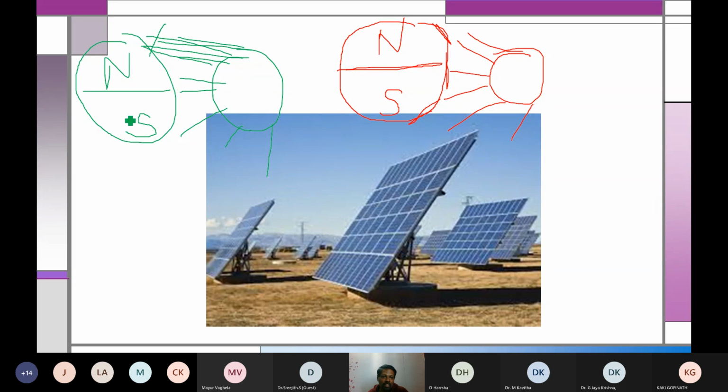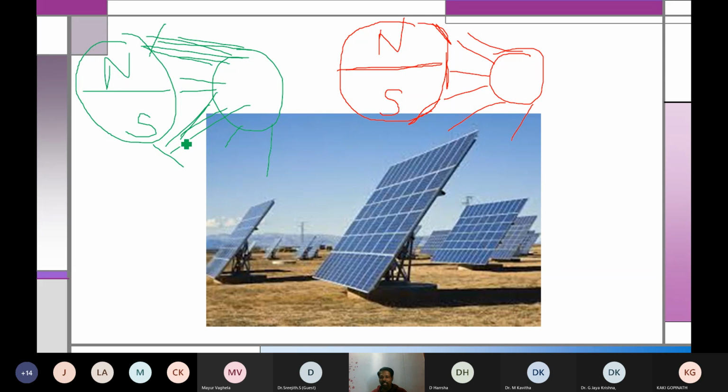In the southern hemisphere also I'll tilt it, then a lot of radiations will fall on it. So in order to make the radiations fall fully on your panel, it has to be tilted. If you put it horizontally, only a part of the radiation will fall on your panel. Now, in which direction does it have to be tilted? You can see in the northern hemisphere it is tilted towards the south, and in the southern hemisphere it is tilted towards the north.